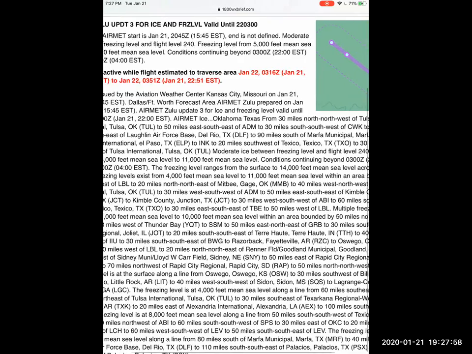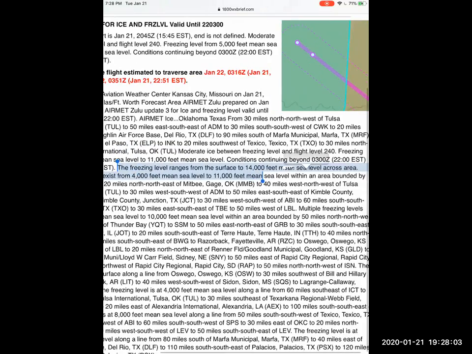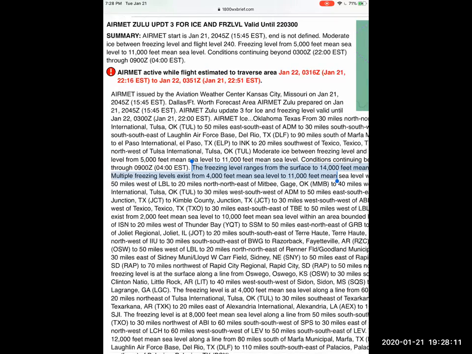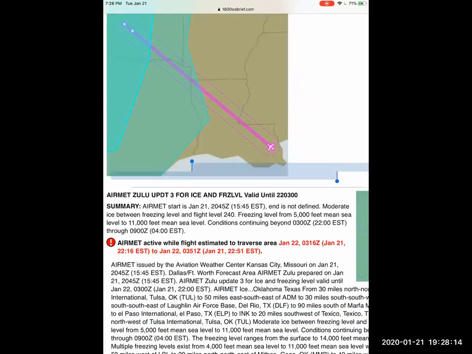Then they give you a new area, of course. Freezing level ranges from the surface to 14,000 feet mean sea level across area with multiple freezing levels existing anywhere from 4 to 11,000 feet within an area bounded, and then they give you another boundary. The biggest question is which one is which.